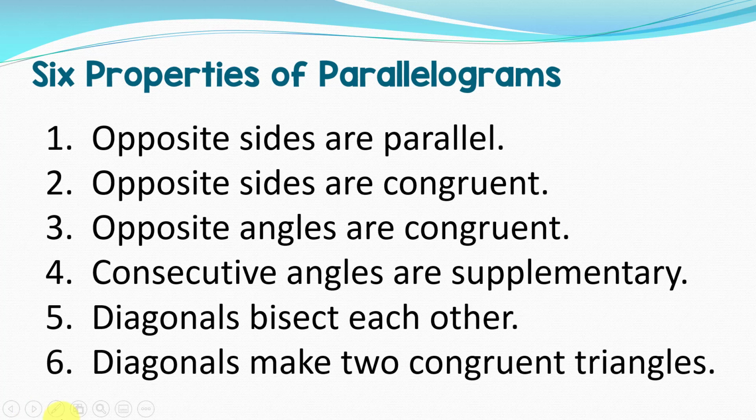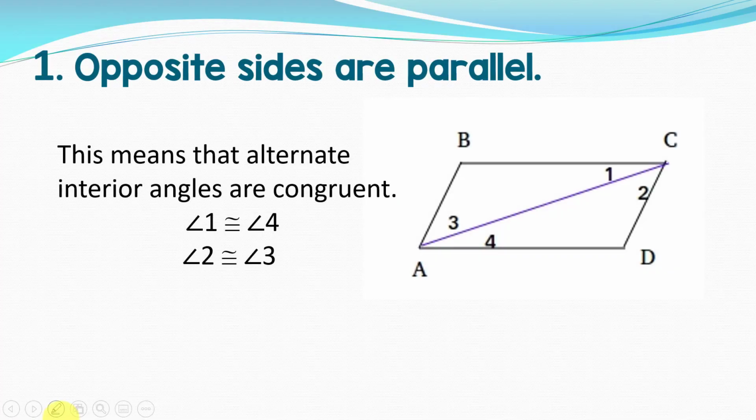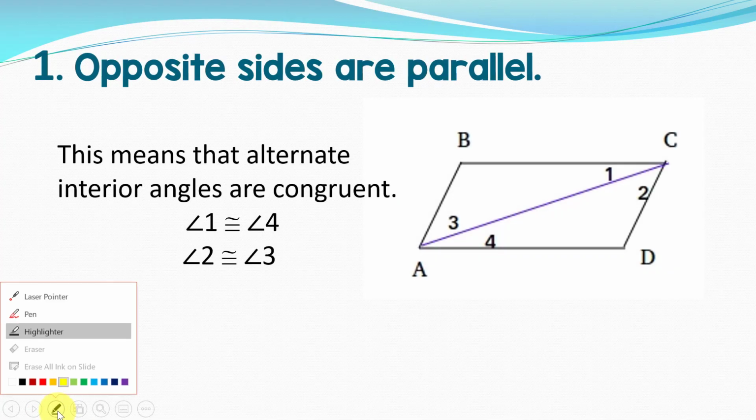When you're looking to memorize these, let's keep in mind that we have two properties that deal with the sides. Opposite sides are parallel and congruent. Two properties deal with the angles. They are congruent, and consecutive angles are supplementary. And then diagonals bisect each other, and diagonals make two congruent triangles. So as far as memorizing, two deal with sides, two with angles, and two with diagonals. We're going to step through each one and see what we need to know and what those different properties will do for us as far as solving.